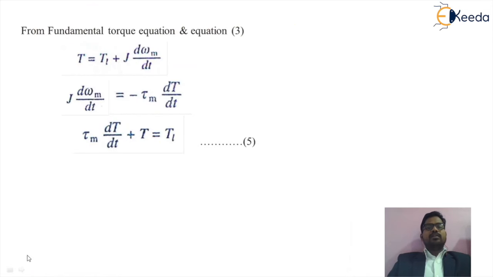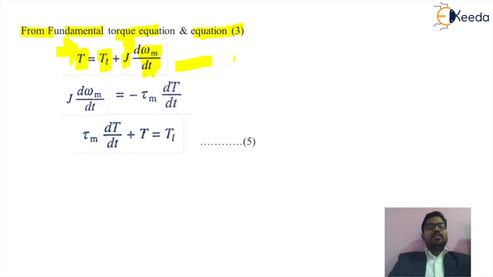Now we are moving towards equation number 5. For finding the value of equation number 5, we want to use the fundamental torque equation and equation number 3. The fundamental torque equation is T is equal to TL plus J into d omega m by dt. J is the polar moment of inertia, T is the motor torque, that is Tm, TL is the load torque, and d omega m by dt is the rate of change of the angular velocity with respect to time.